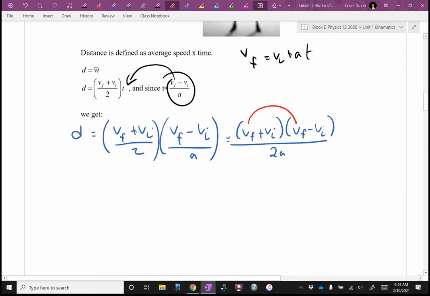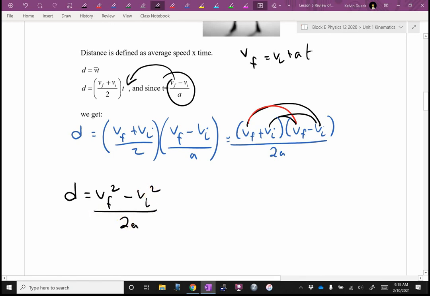What's VF times VF? So I'll have a new equation, D equals, I'll have a VF squared. Then I'll have a negative VI VF. I'll have a positive VIVF. What's negative VIVF plus VIVF? They cancel out, Jack. Oh, and then I'll have a VI times a negative VI. What's a positive times a negative? What's VI times VI? I heard it. And that's still all over 2A.